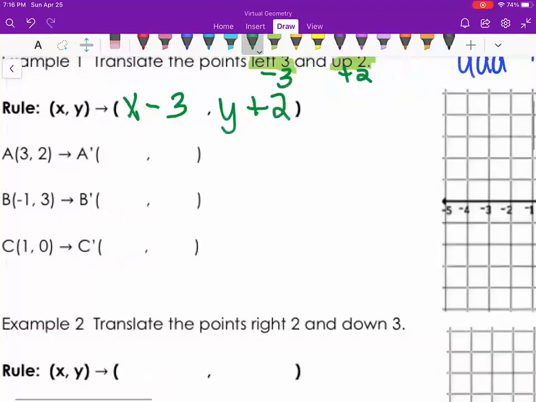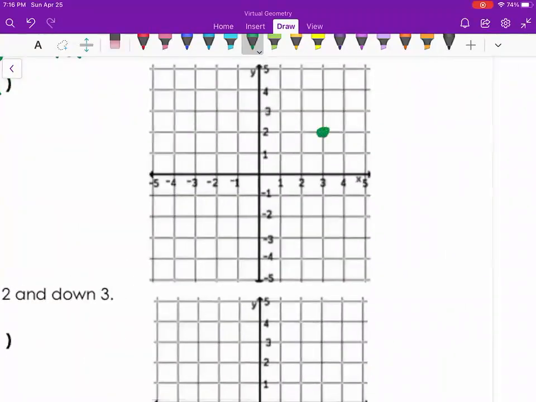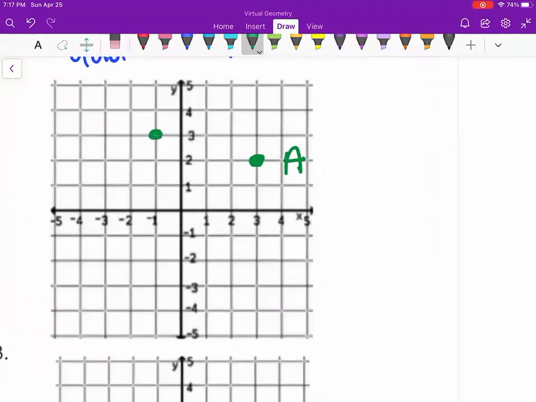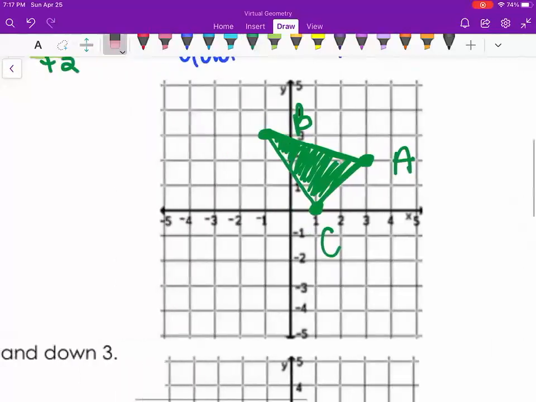So we've got A is at 3, 2. B is at negative 1, 3. So there's our first line, and then 1, 0. So there's the triangle that we are going to be moving. Sorry, I did not connect that very well. There we go. So there is our original. Now let's do the translation for these and see where everything ends up.